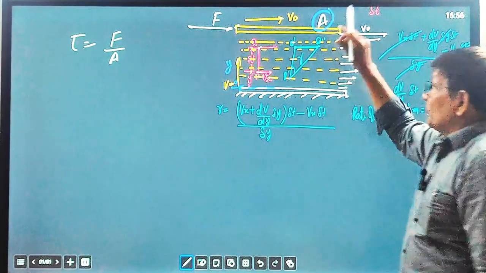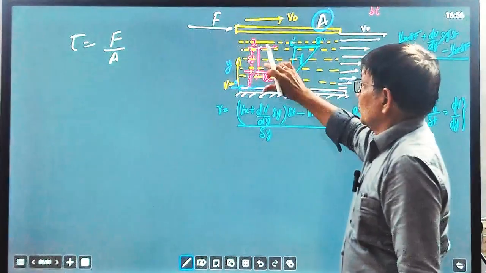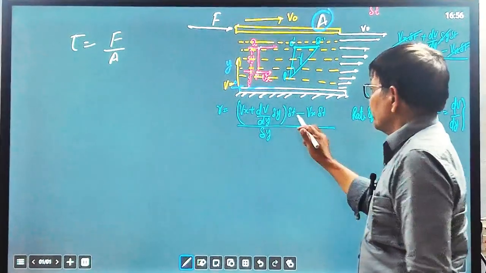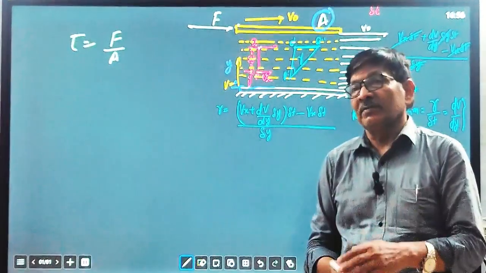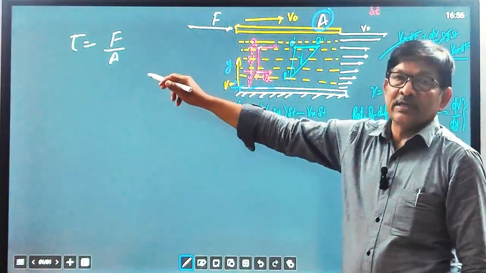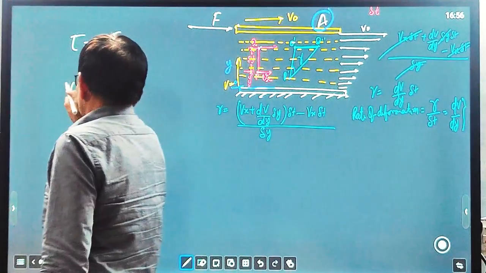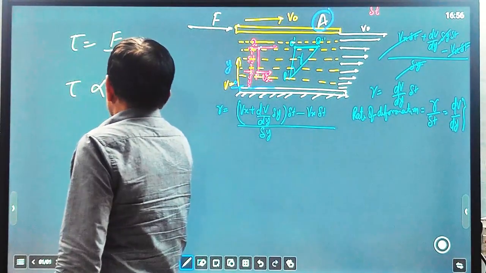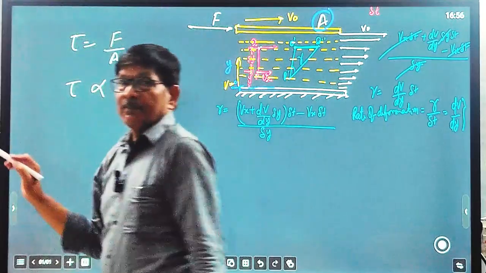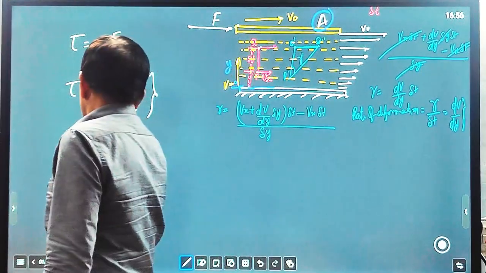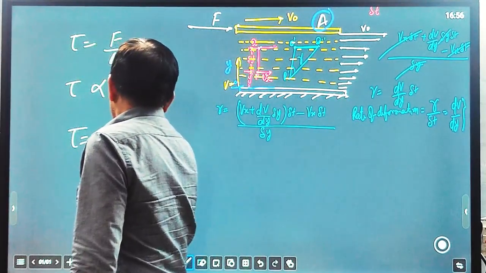So this shear stress that is developed due to viscosity is proportional to the rate of strain, the rate of deformation. The higher the rate of deformation, the higher the applied stress. So tau, the shear stress, is proportional to dv over dy. This is the rate of strain. Removing the proportionality constant, tau equals mu dv over dy.